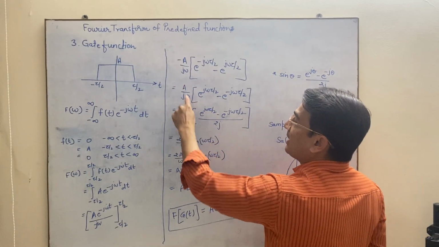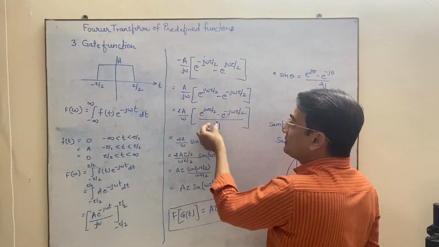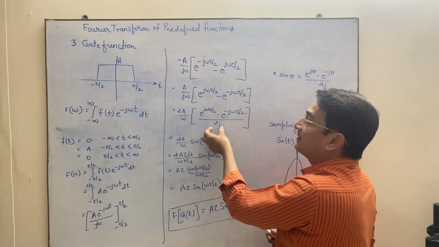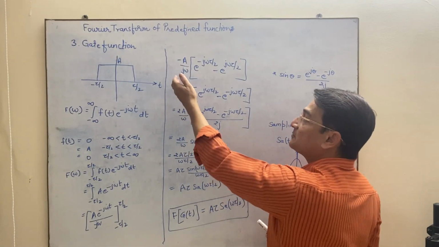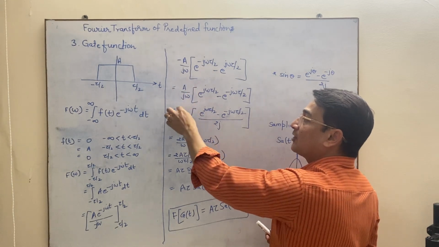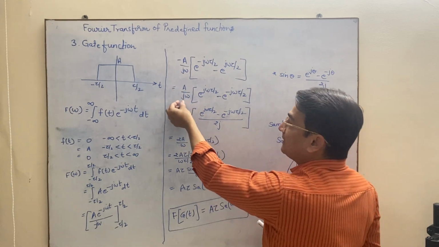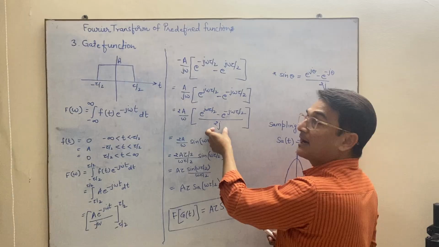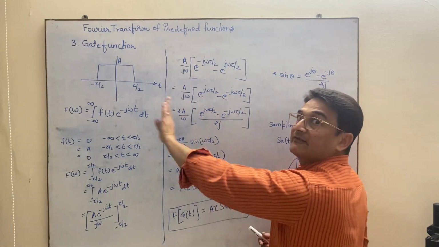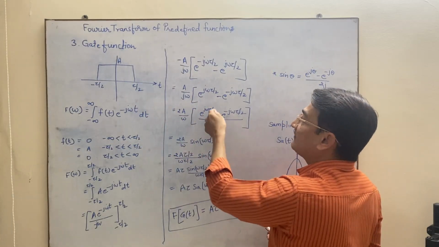So this will be 2a by omega, and 2j I have kept inside the bracket. I have done nothing. I have just multiplied the numerator and denominator with 2, and then 2j I have kept inside the bracket, and 2a by omega I have kept outside the bracket. Why I have done this?